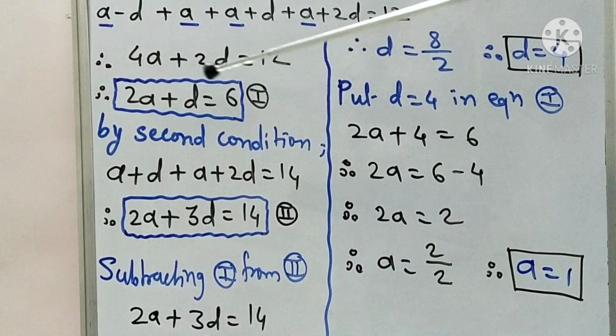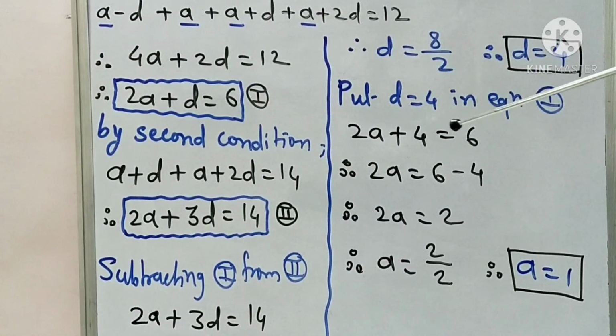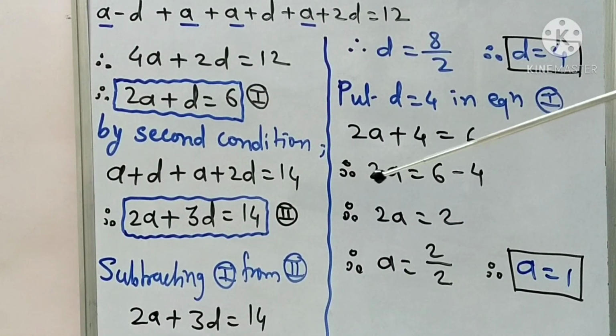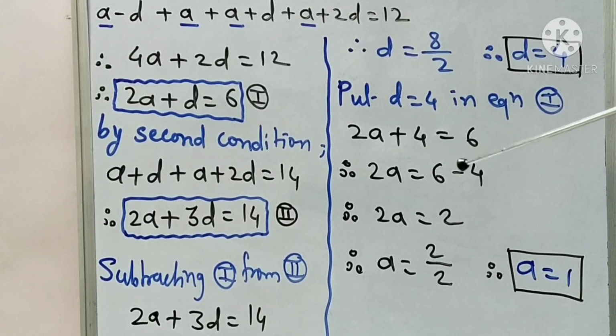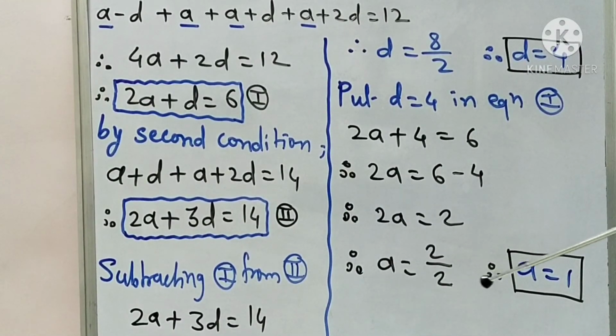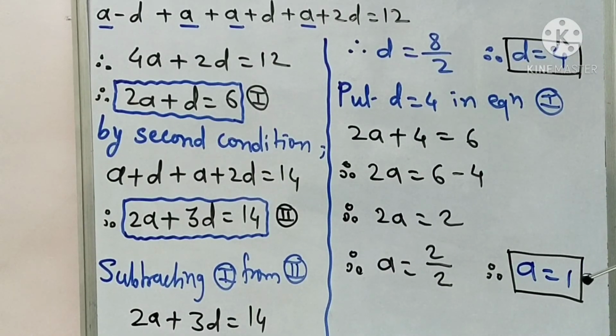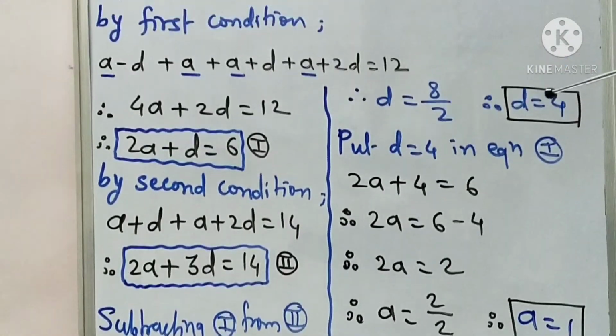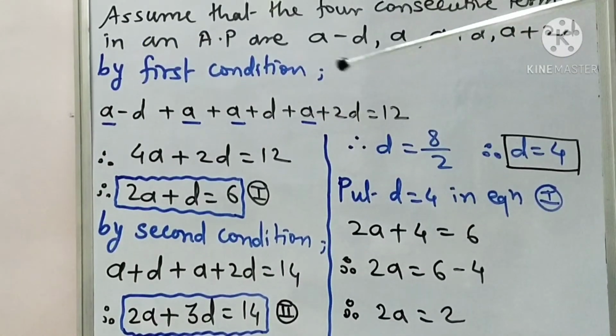So 2a plus d means 2a plus 4 equal to 6. So the value of 2a equals 6 minus 4, and therefore 2a is equal to 2, by subtraction. Therefore a is 2 upon 2, and hence we get the value of a as 1. Okay, so using this a as 1 and d equal to 4, we put these values over here.